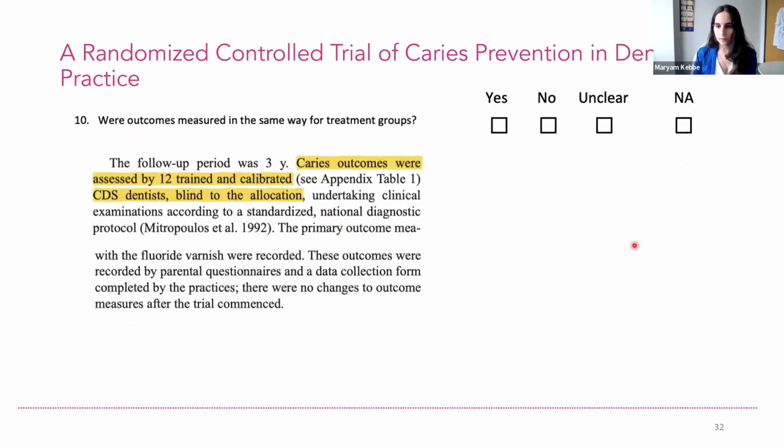Now, in terms of the outcomes being measured the same way, this is referring to whether the same instrument, for example, or scale was used to measure the outcome, whether the outcomes were measured at the same time, whether the outcomes had similar procedures and instructions for measurement. And they did a pretty good job here. So again, they had the 12 trained and calibrated CDC dentists. And some of the outcomes were recorded by parental questionnaires, data collection from practices. No changes to the outcomes were made after the trial started. So it seems like the same measurements were employed for the different groups.